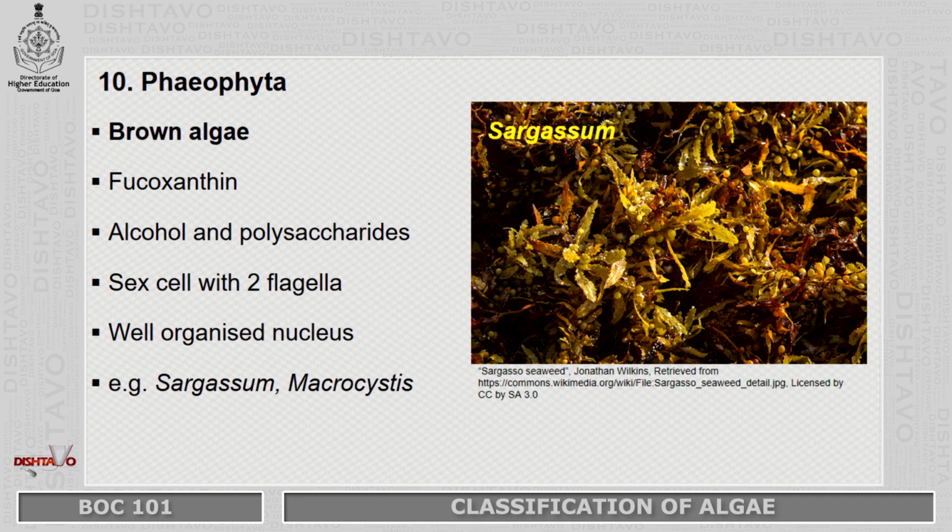Then Phaeophyta, this is the next division. They are called brown algae. The best example for this group is Sargassum, and you will also find huge algae like Macrocystis in this group. The major pigment here is fucoxanthin, which gives them brown color. The reserve food is alcohol and polysaccharides. Sex cells are biflagellate in this group.